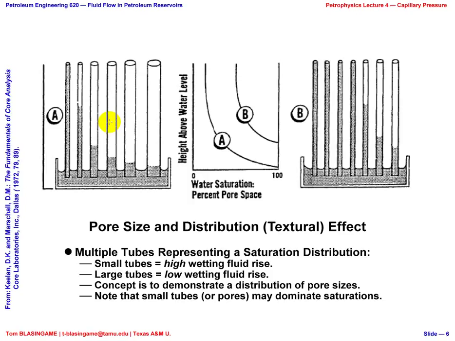What controls a shape? Well, I'm saying the shape of it would be the distribution of tubes. The distribution of tubes. So we have the largest tube controls the lowest height, the smallest tube controls the highest height, and the shape is controlled by the distribution of tubes. Okay? Well, that was easy.